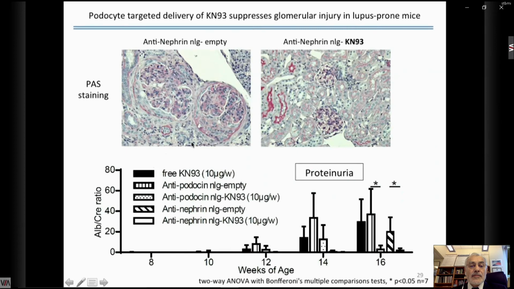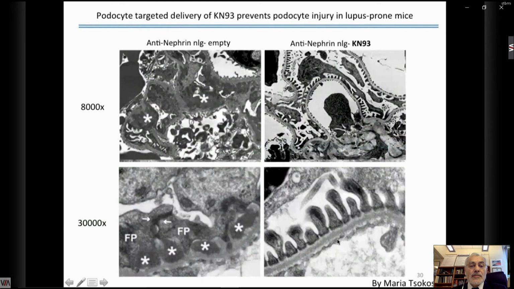Now, when we treated lupus-prone mice with nanolipogels coated with an anti-nephrin antibody or an anti-podocin antibody and loaded the nanolipogels with K93, histology was significantly ameliorated. You don't see the crescents you see in the lupus-prone mouse, and also proteinuria is decreased significantly. More importantly, to our surprise, we were able to demonstrate that the immune complexes which deposit amply in the kidneys, in the glomeruli of lupus-prone mice, don't deposit, and the podocytes have a normal function.